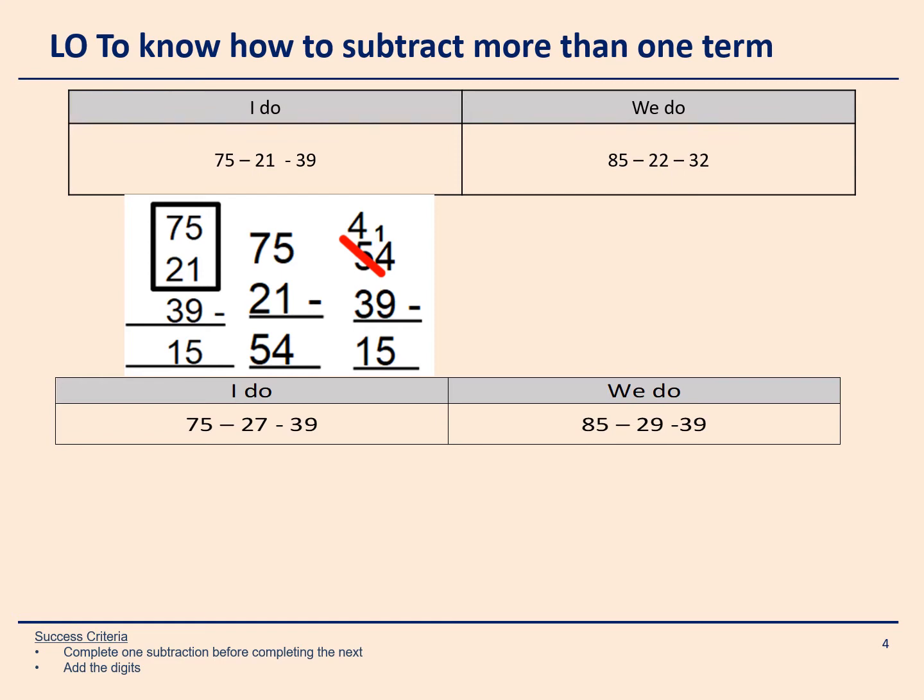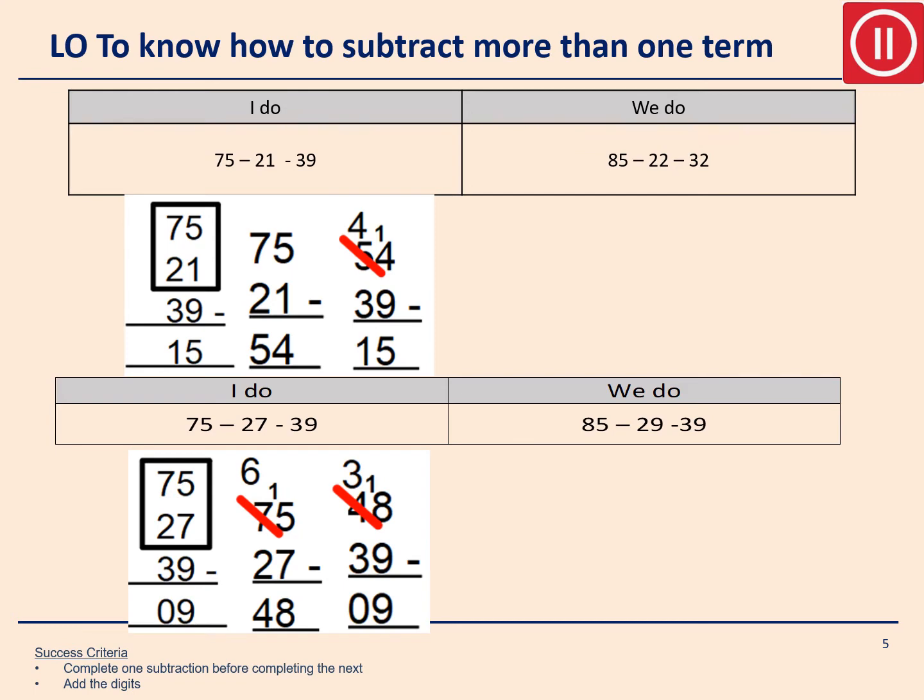So we need to break that down. We do 75 take away 21, which is 54. And then we do a second sum, 54 take away 39 is 15. So the answer is 15. Let's have a look at another one.